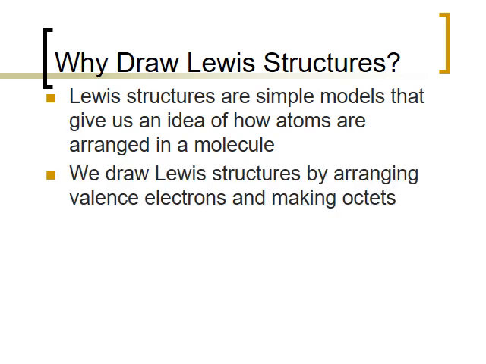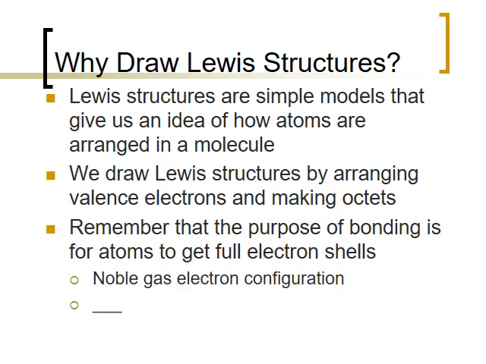What we do by drawing Lewis structures is take all the valence electrons and make octets for all the atoms that need them, and that shows us how the atoms are arranged. And the purpose of bonding, as we've seen from previous lessons, is for atoms to get their full electron shells, the nearest noble gas. They want that noble gas configuration, and we will see this in Lewis structures.